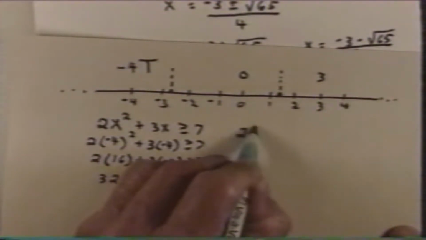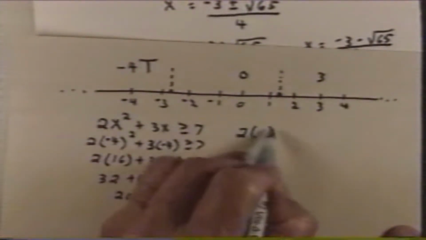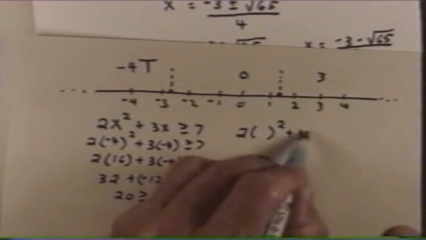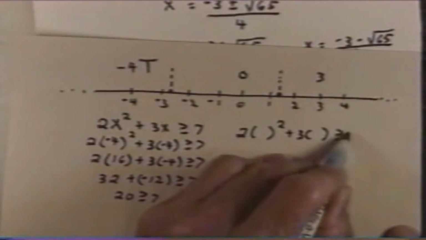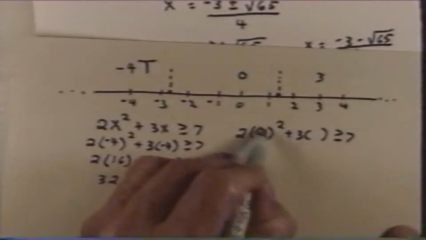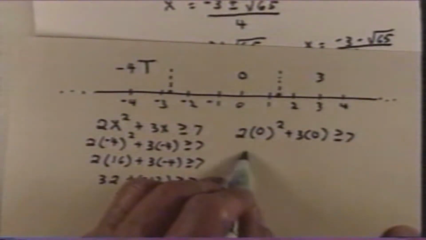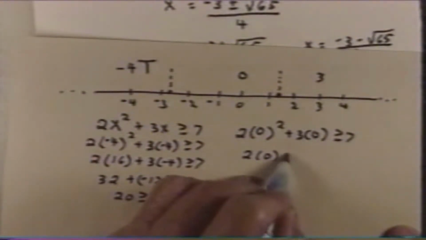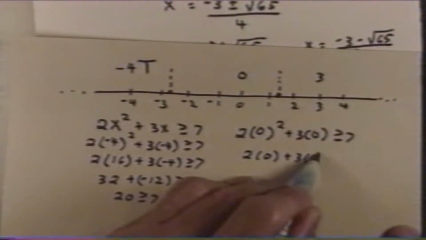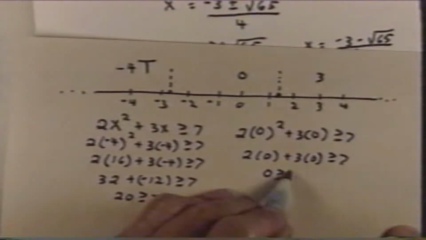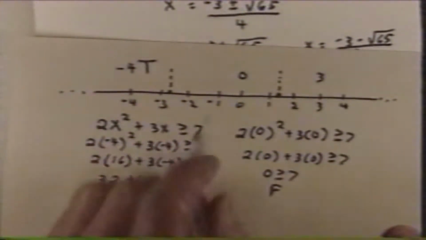Now let's try 0. Replace x by the parentheses and put 0 in the parentheses. Squaring first, 0 squared is 0, so it would be 2 times 0 plus 3 times 0 greater than or equal to 7. 0 greater than or equal to 7, which is false. So the middle region gave false this time.